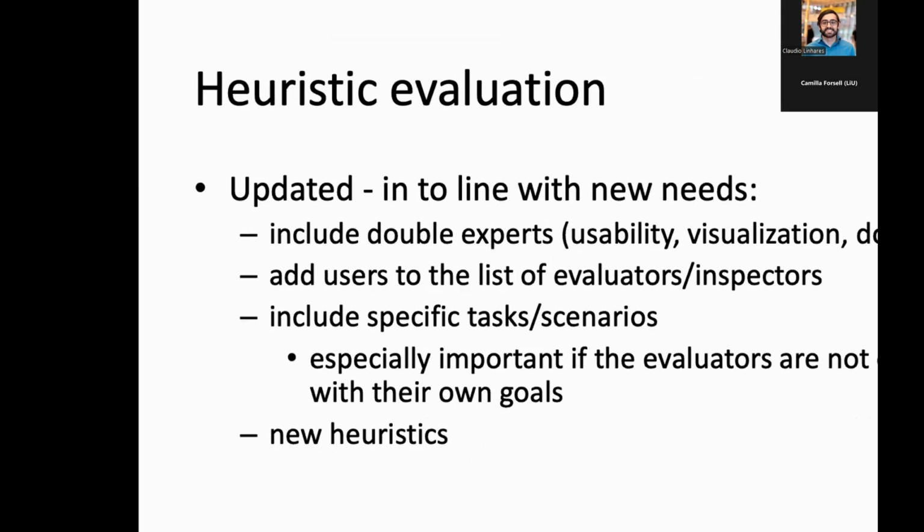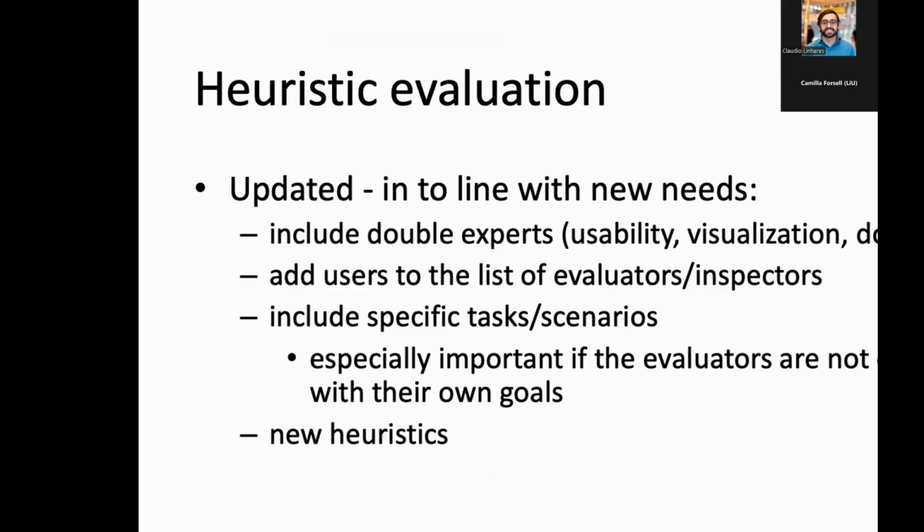It has also been updated during the years. Now we can include users or double experts, specific tasks, so we make sure that the ones doing the inspection actually examines what we need answers to, right? Otherwise they might miss it. And this very important new heuristics.